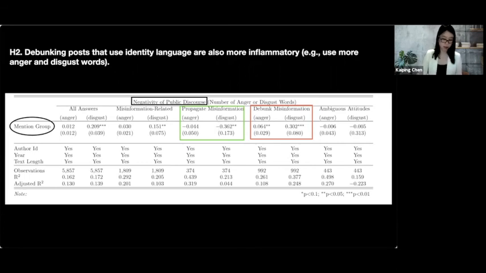So this suggests that when people try to debunk the GMO misinformation, once they mention a group, they always use language showing anger or disgust toward the outside group.